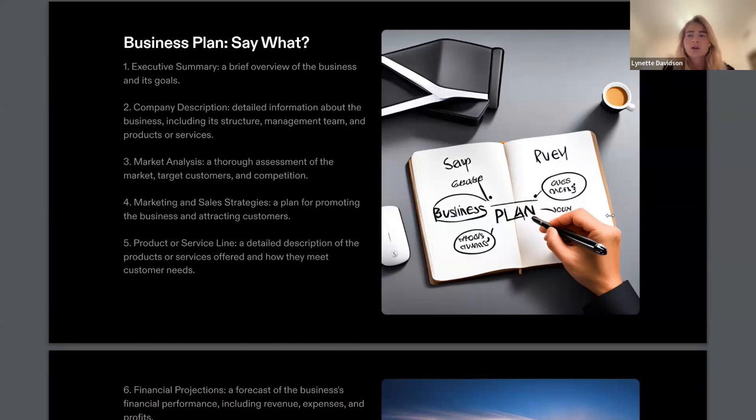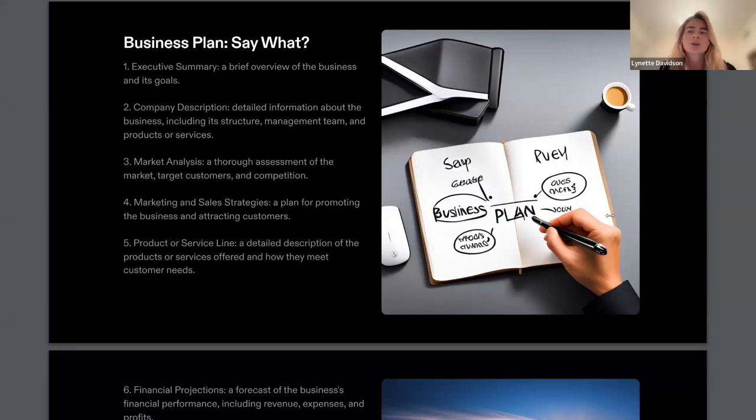So step number 1 and step number 2 actually mean, what does the company do? What is the mission of your company? Do you have a company name? Because if the company name is already taken, you cannot register the name, of course.